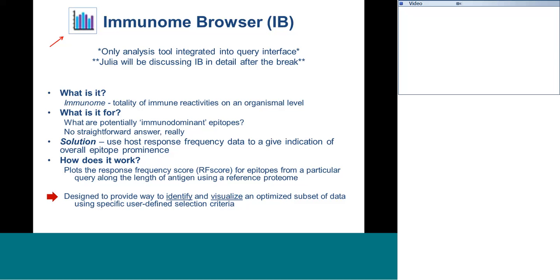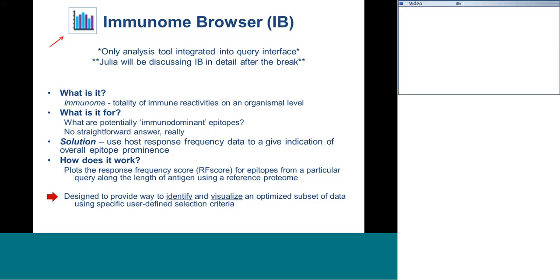So the one bit of data that we could use that is in the database to get at this is that very often the authors will report response frequency, so the number of respondents over the number tested. So then you have a response frequency. And what this data gives you is an indication of the epitope's prominence in that particular host. All right? So how does this work?